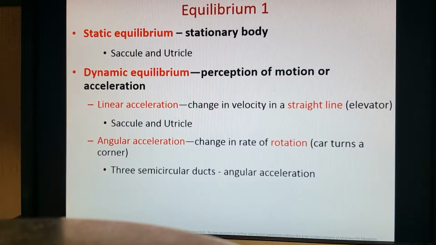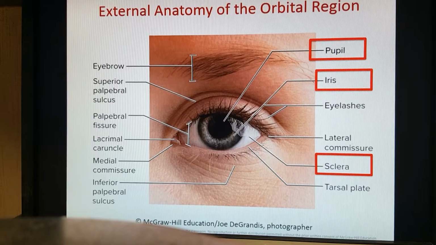For angular acceleration, this is when your head is rotating. For example, depending on how fast you drive, when you're turning your car around a corner you tend to tilt your head, just to maintain your balance as you're going around. That is from movement in your semicircular ducts.